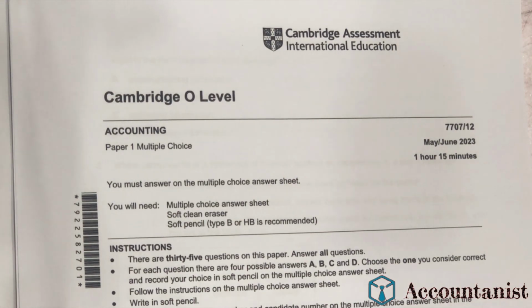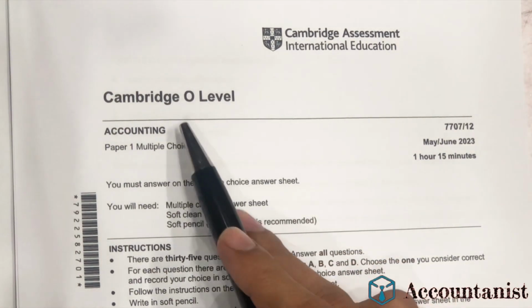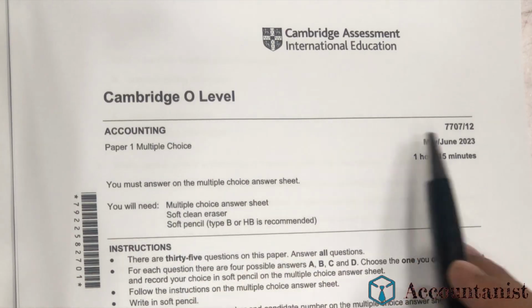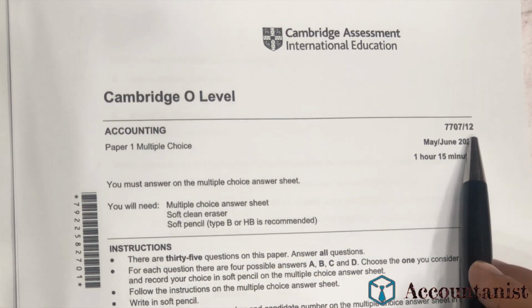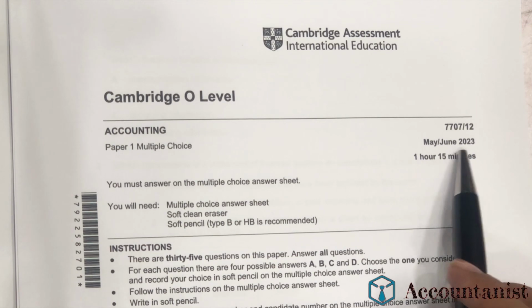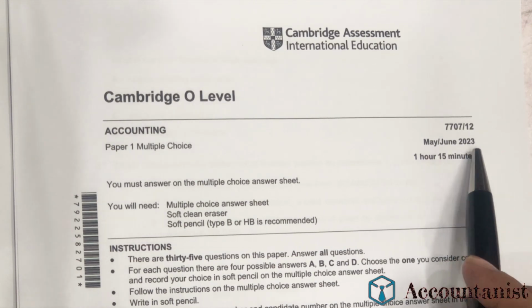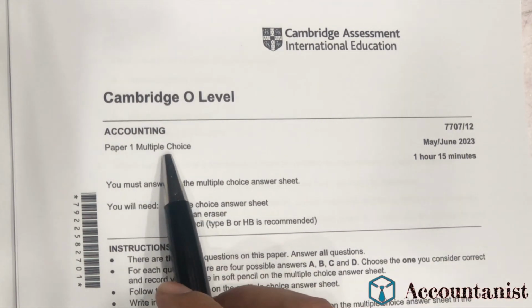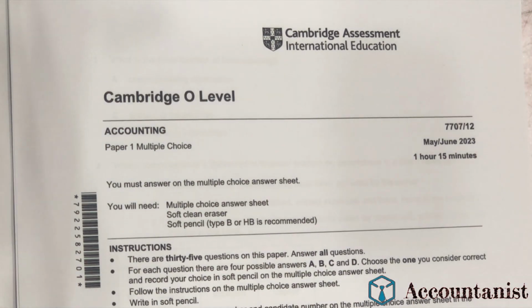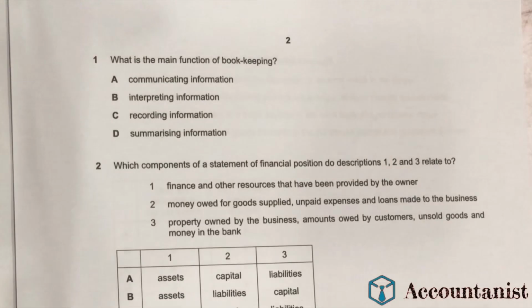In this video, I'm going to solve a Cambridge O-Level accounting paper 7707 variant 12. It's May-June 2023 paper P1 MCQs. So let's start solving this question.